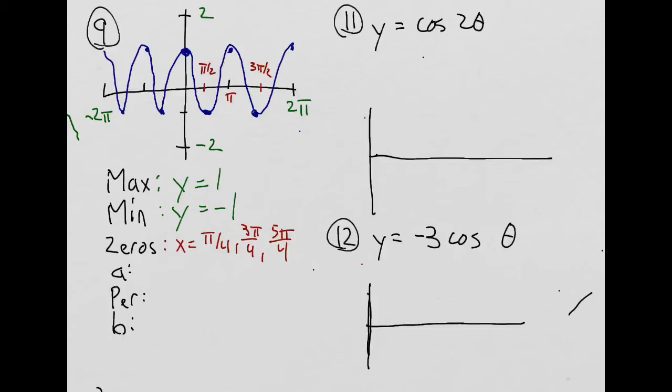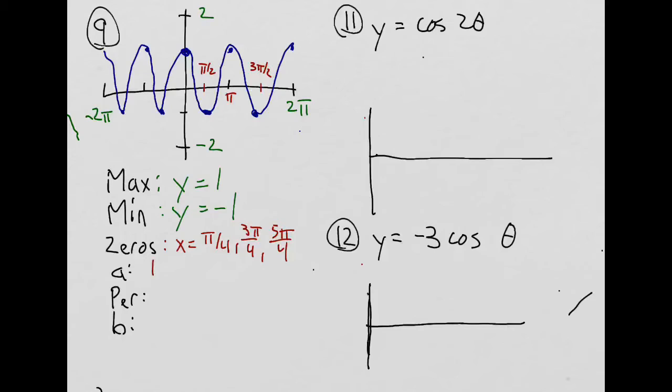Okay. So, what's our a in this equation? Well, we see this curve. Where does it go? It goes from positive 1 down to negative 1. That's kind of the typical standard amplitude of 1. So, a is 1. Put that 1 right there.